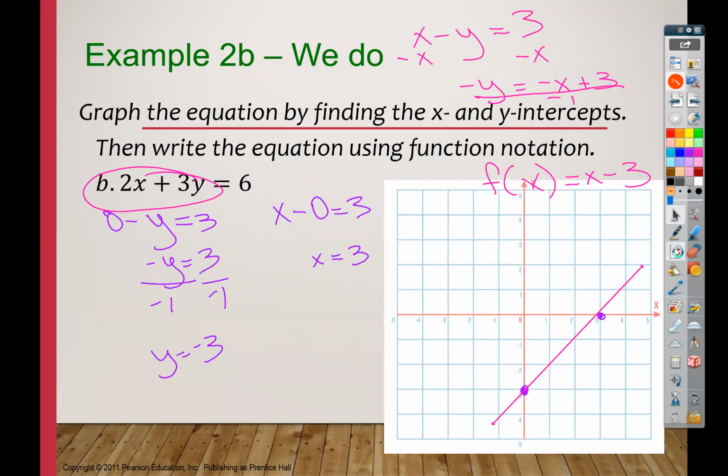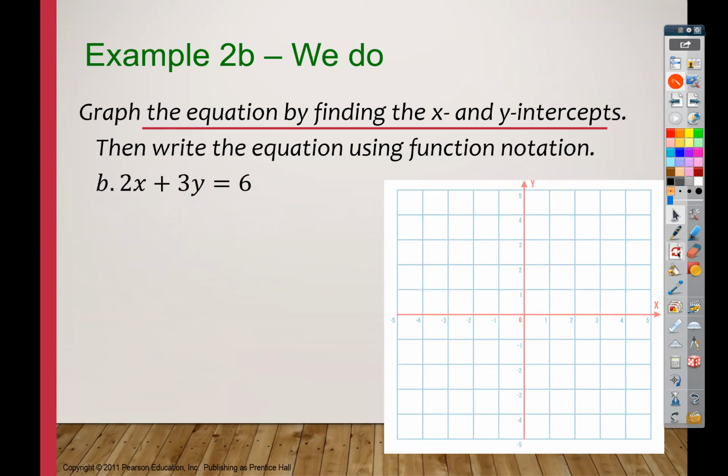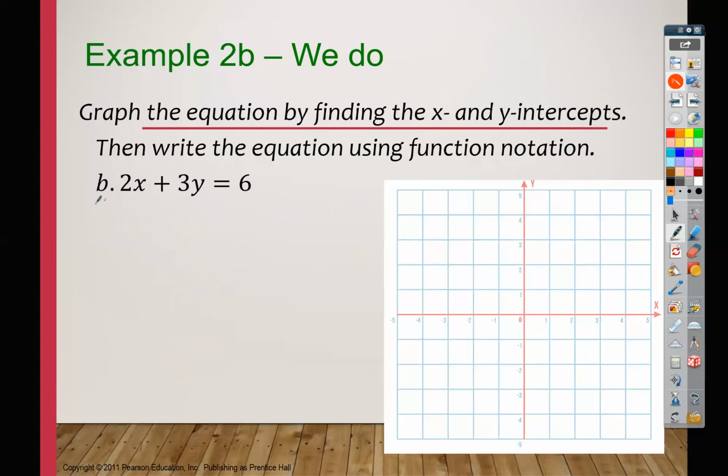All right. 2b says graph the equation, find the x and y intercepts, then write the equation using function notation. Okay, so we're going to do this again. If I plug in a 0 for x and divide by 3, I get y equals 2. So that point is (0, 2).